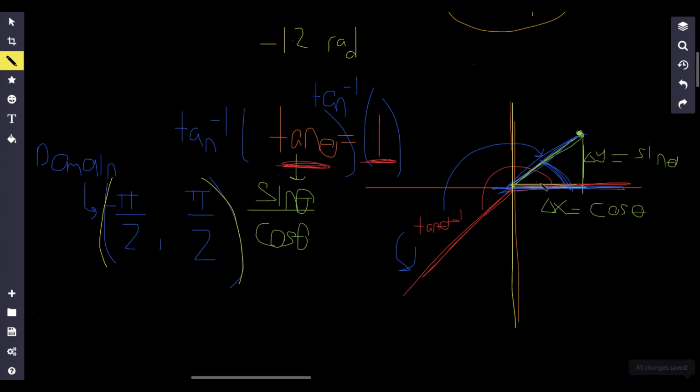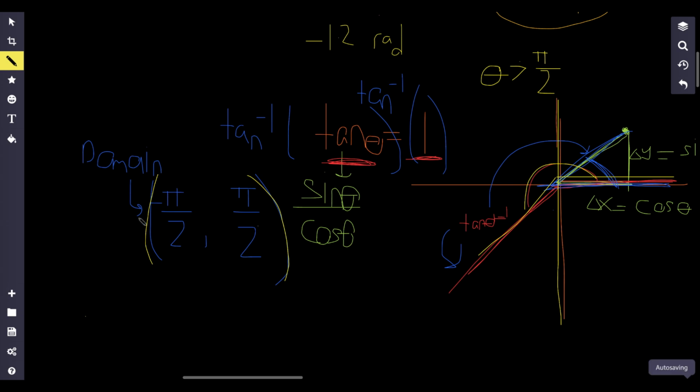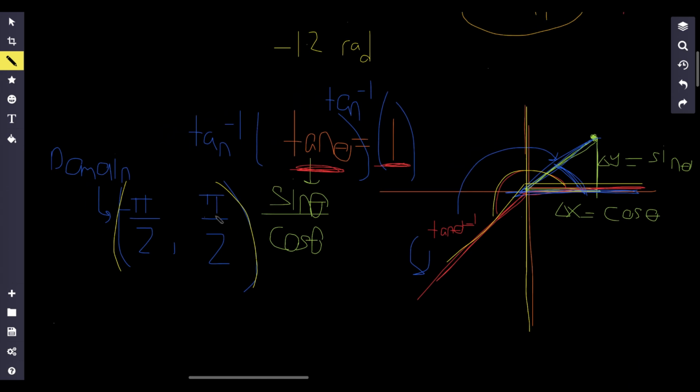So this is why oftentimes when you're dealing with inverse tangent, if you have any answers that are in the second and the third quadrant, it's probably going to give you a different value, right? Notice how this angle that I've drawn in red is over pi over 2, right? It's not in this domain. This angle is over pi over 2, so that means that my angle is not in this domain.